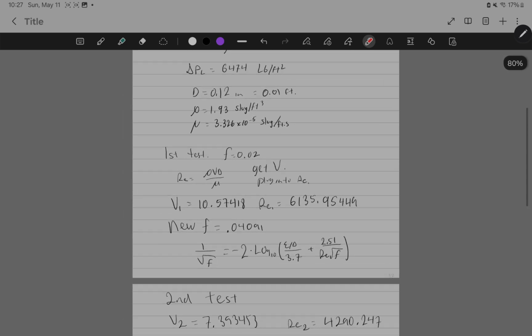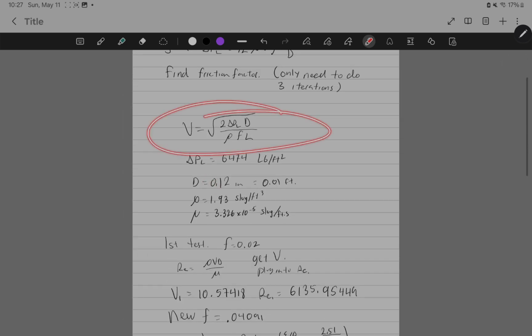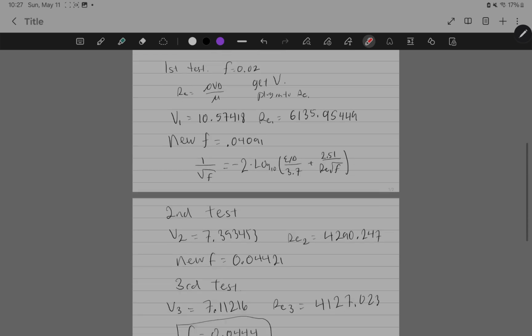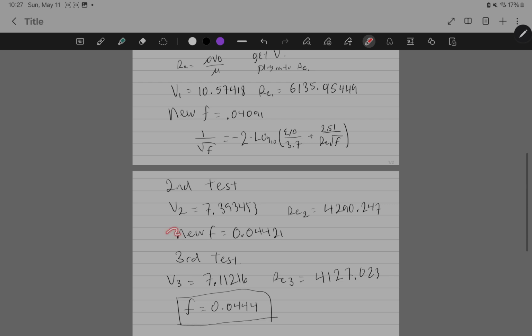So you go all the way back to your velocity equation here. You use these same constant values, but this friction factor is now going to be 0.04091. And then it's pretty much the same process where you use that to find the velocity of the second test, which, as you can see, went down a considerable amount, so now it's 7.39. Then that will give you a new Reynolds number.